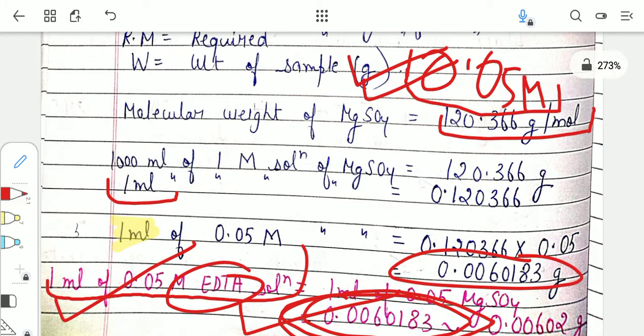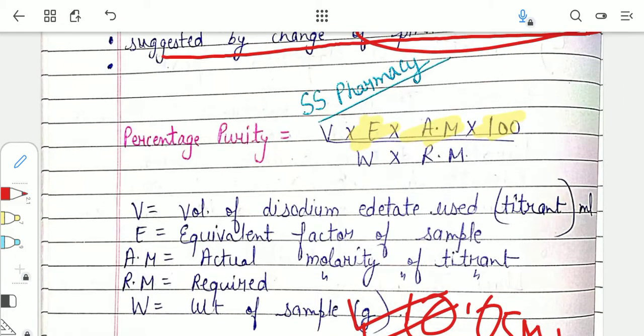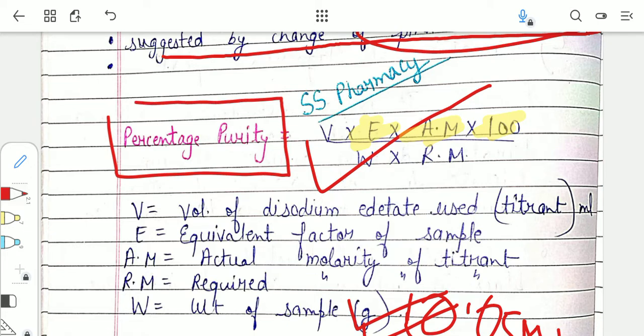So I hope this thing is clear to you. So by putting all the required values in this equation, we can finally calculate the percentage purity of our sample, and our sample will be estimated.